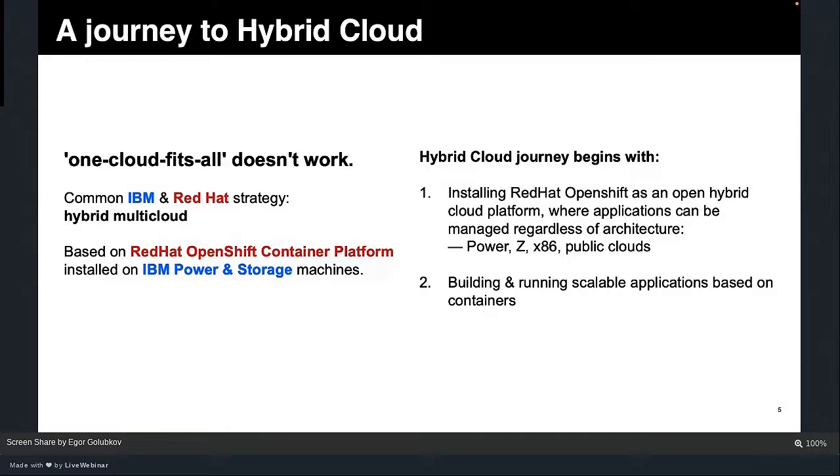This is open source. OpenShift is based on open source. This is why it can be installed on basically every architecture. So we can install it on Power Servers, on x86 servers, on mainframes, and also on public clouds. And when you have installed OpenShift, then you can build and run scalable applications which are based on containers. So this is what we're going to talk about also today at the end.